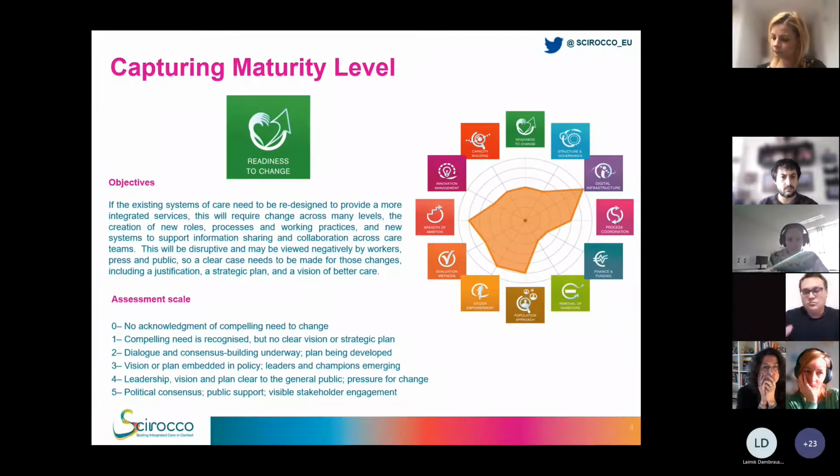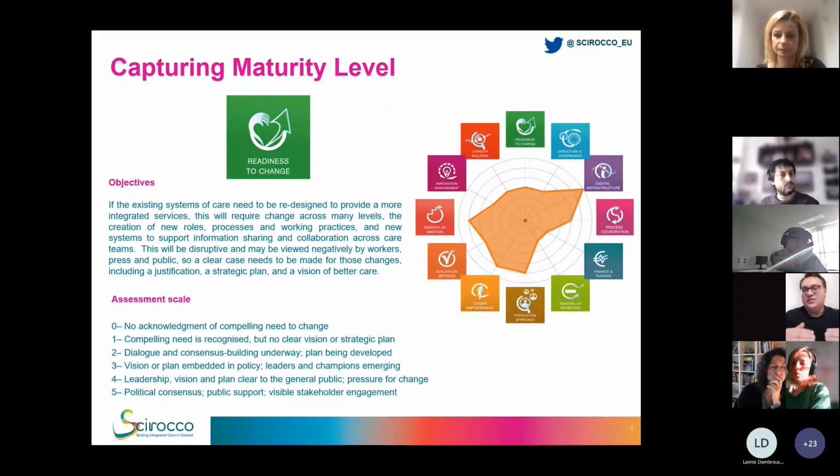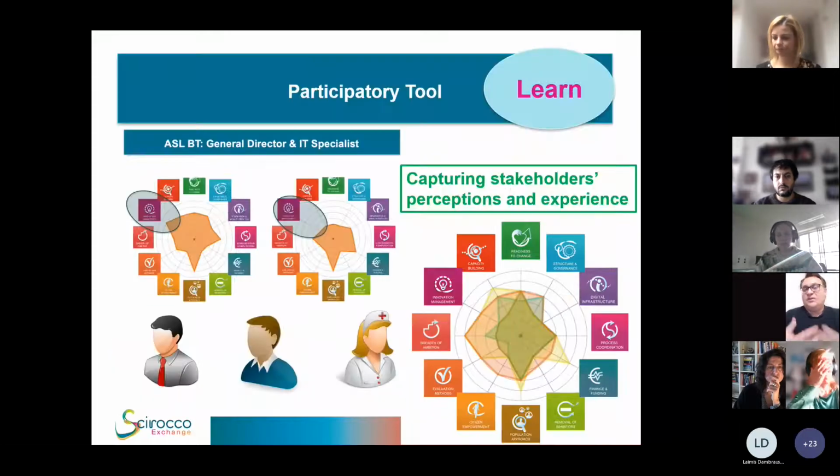I won't go into detail, but just to remind, the model is based on these 12 dimensions to measure the maturity of integrated care through an assessment scale composed of a Likert scale of 6 positions. And for each dimension, we have developed this assessment scale, which allows us to grade the level of maturity of an organization, or the perception that different players in the field of integrated care have.